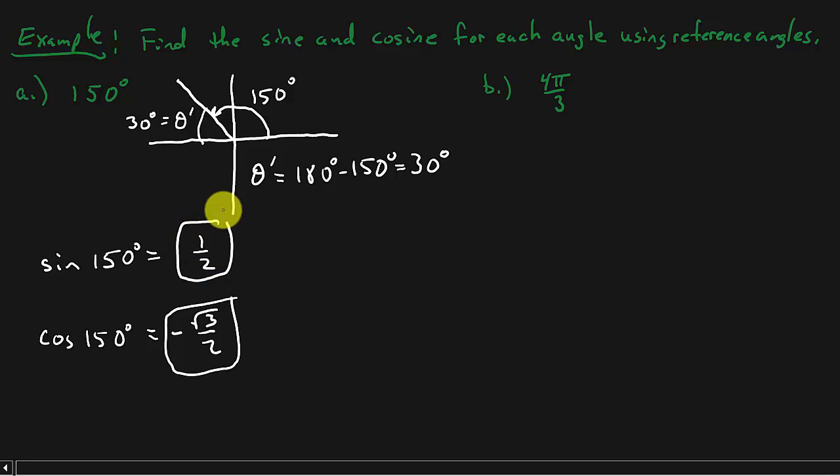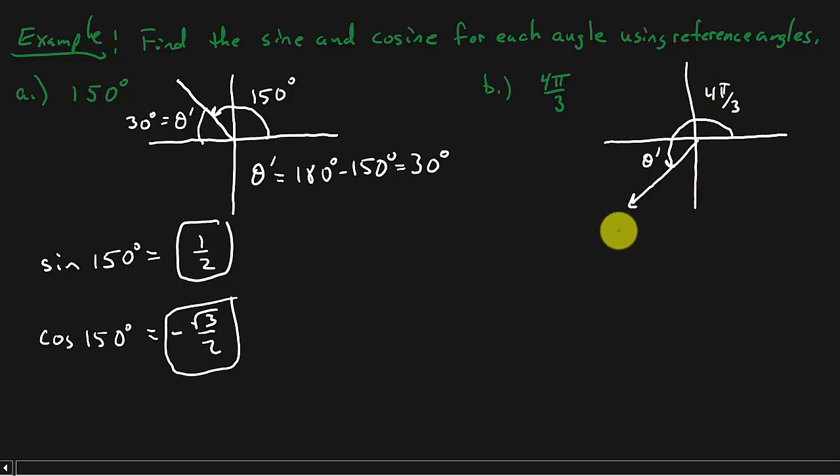All right, let's do 4 pi over 3. Let's draw this. Now 4 pi over 3 is in the third quadrant. That's 4 pi over 3, and here's my reference angle. The reference angle is going to be 4 pi over 3 minus pi. So that's going to be pi over 3.